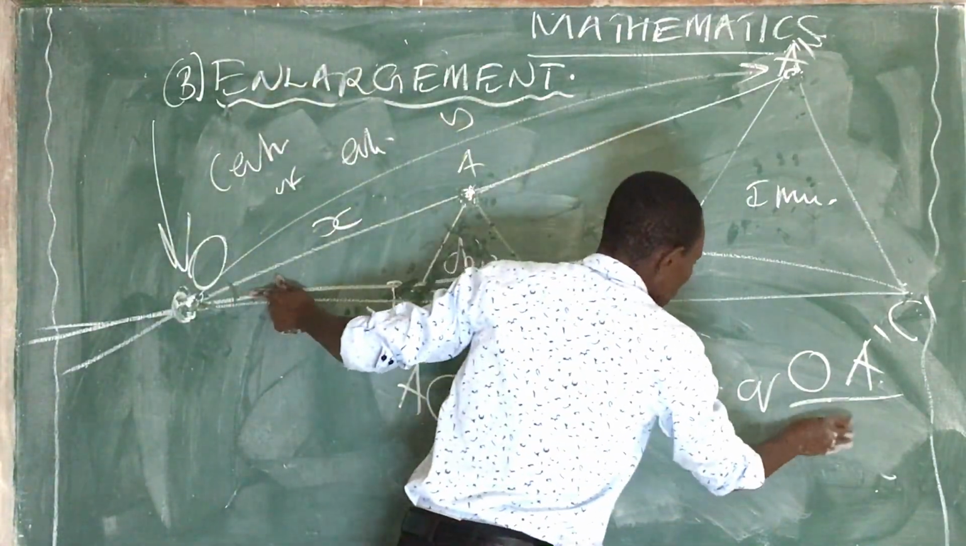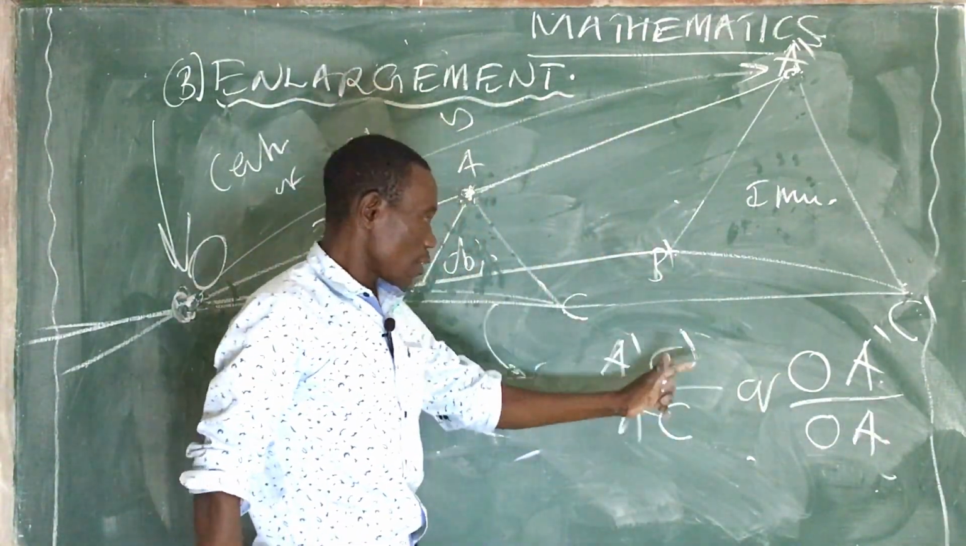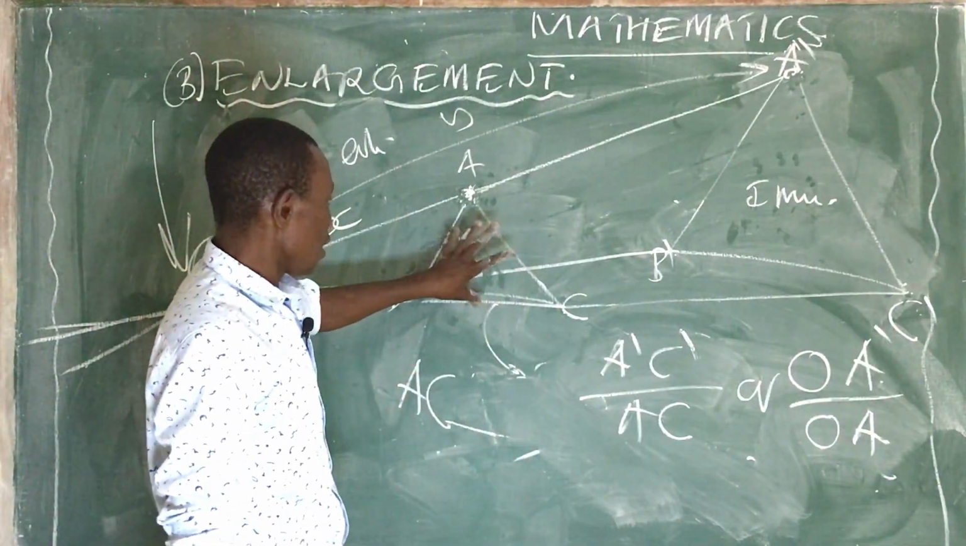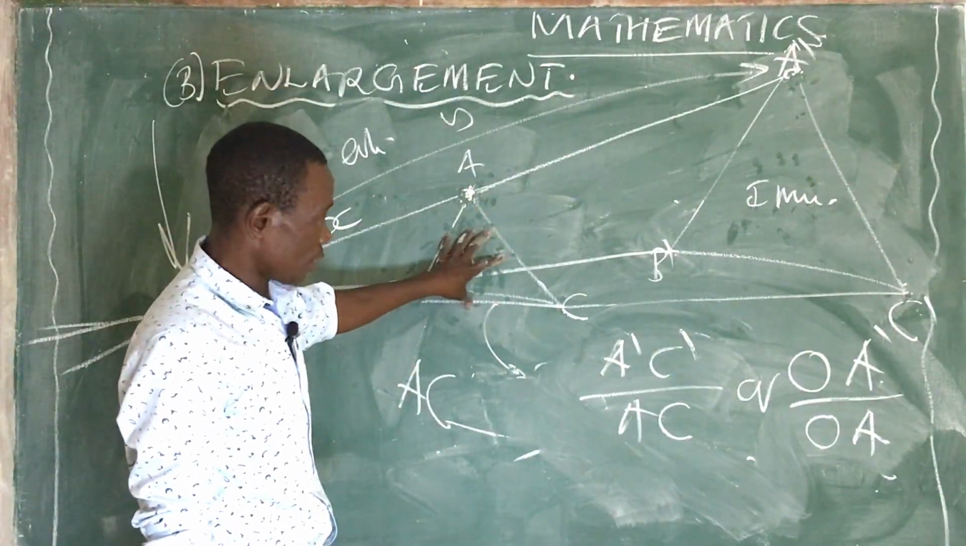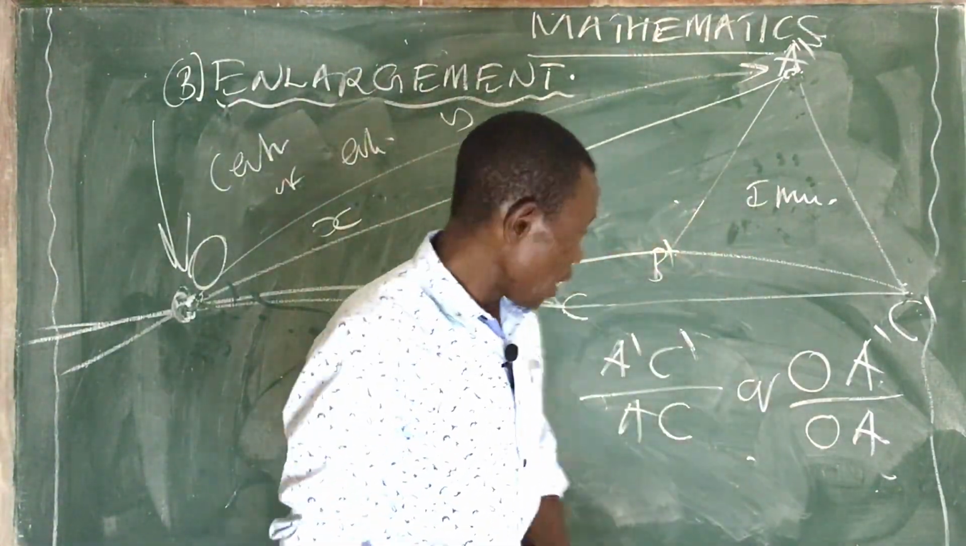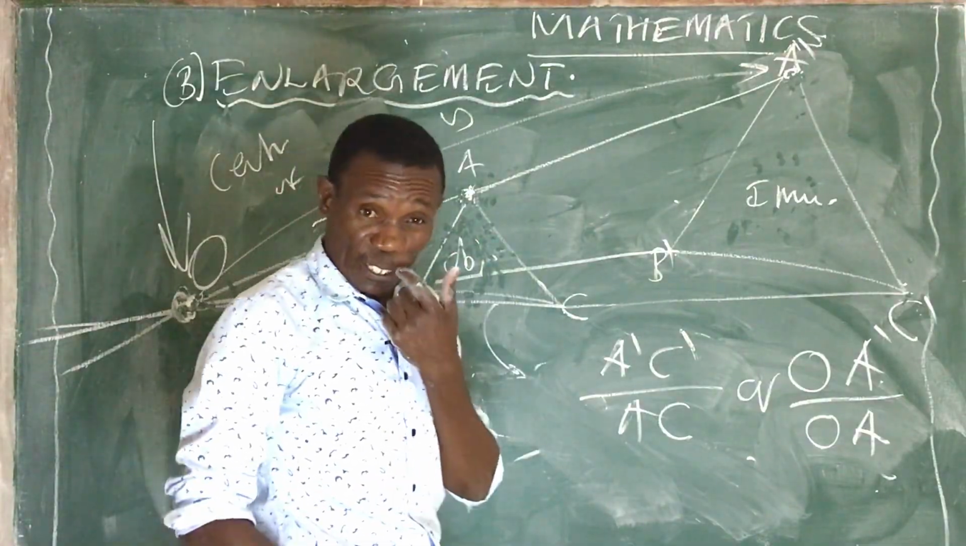You talk of what? OA. So both descriptions are going to tell you how many times this object has been enlarged. Now, at the moment, I would like us to enlarge an object on the Cartesian plane.